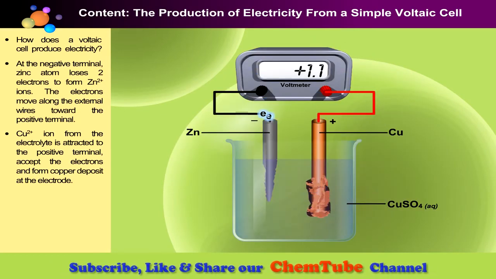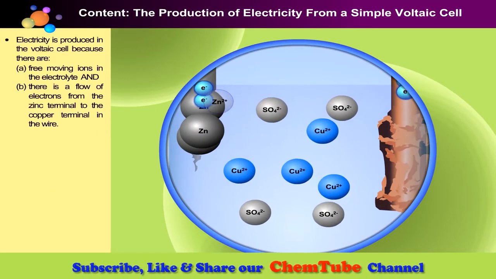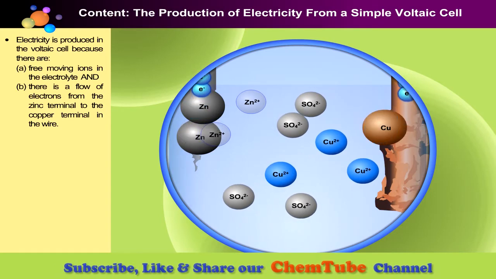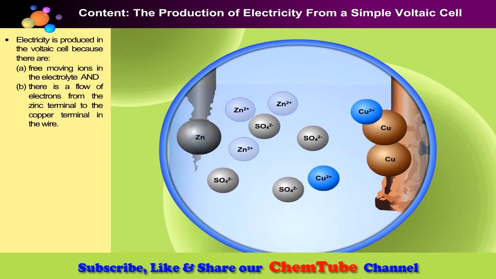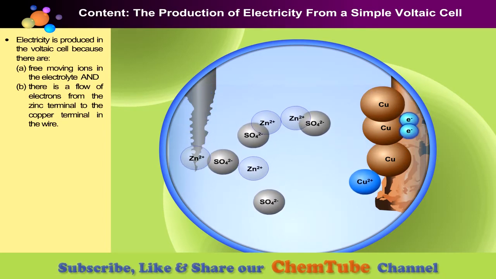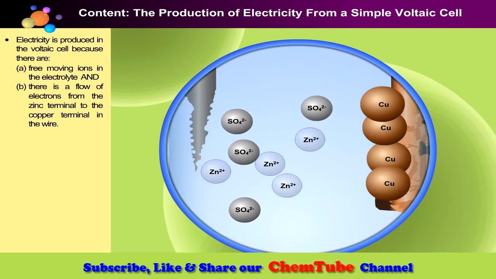Click on the electrolyte. The flow of electrons from the zinc terminal to the copper terminal produces a flow of electricity along the wire. At the same time, ions move freely within the electrolyte. Both the flow of electrons and the free-moving ions produce electricity.